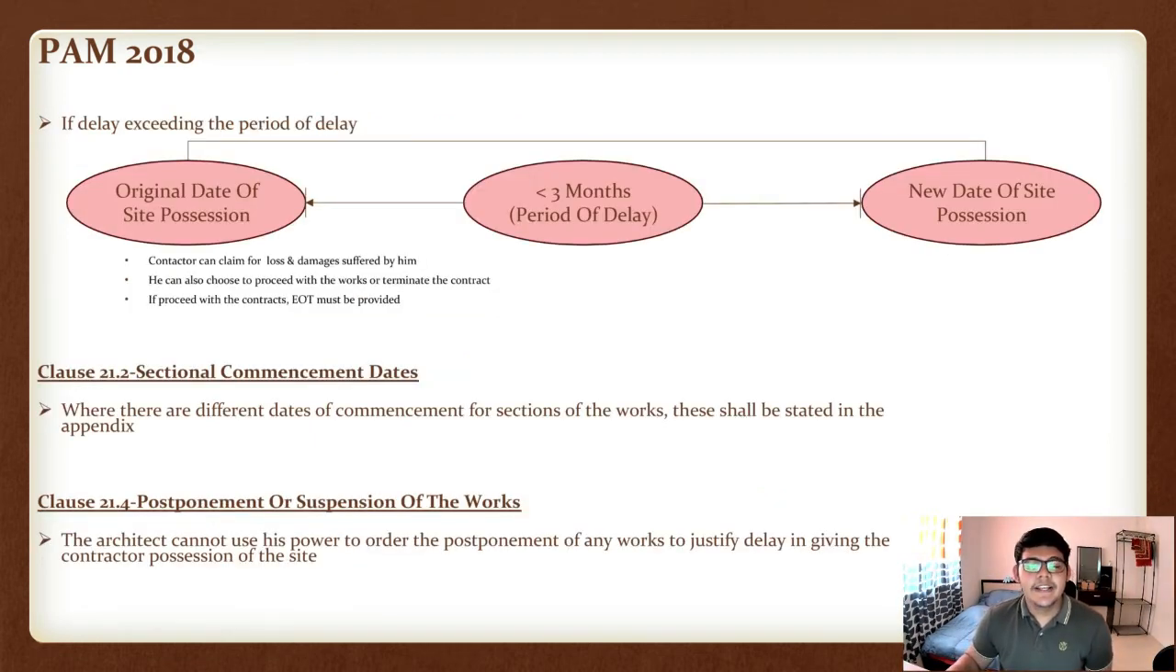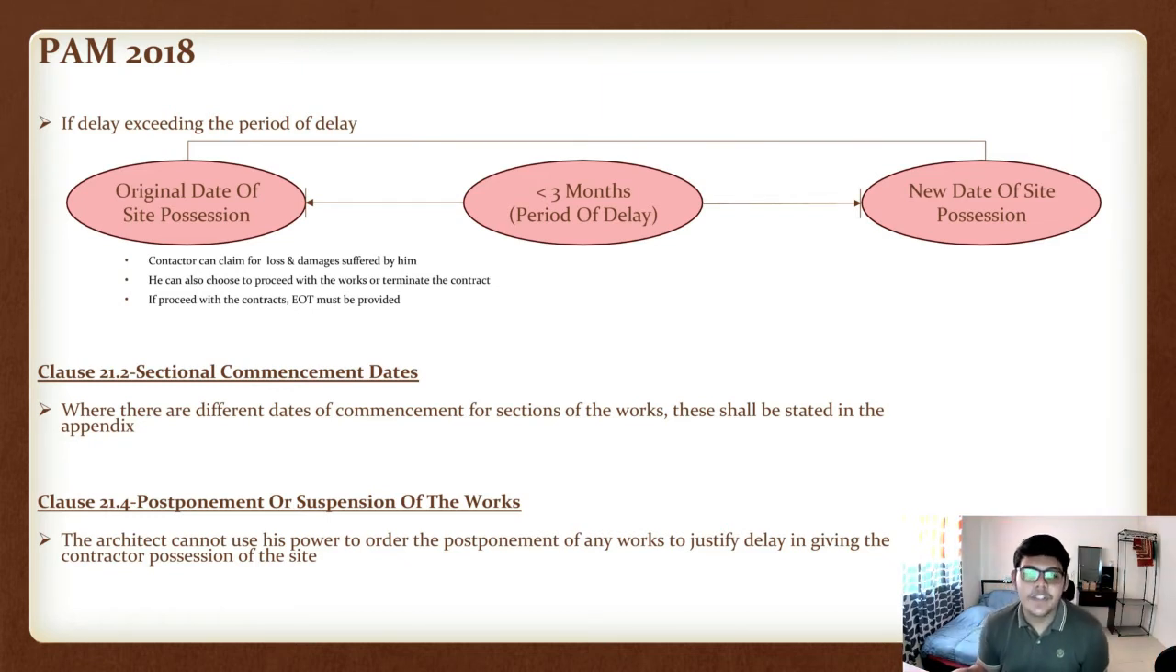Next, if the delay exceeds the period of delay, as you can see in the display, the original date of site possession and the new date of site possession exceed the 3 months period of delay. For this, the contractor can claim for loss and damage suffered by him. He can also choose to proceed with the work or terminate the contract. If he proceeds with the contract, EOT must be provided by the architect.